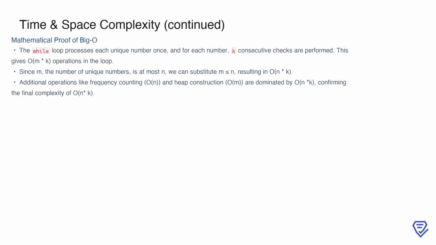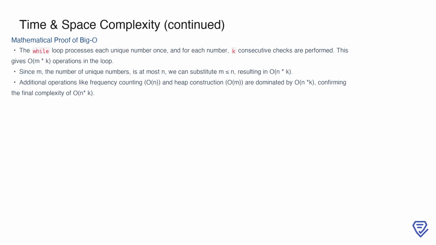To mathematically verify the big O complexity, let's break it down further. The while loop processes each unique number once, and for each number, it performs k consecutive checks. This results in O(m * k) operations in the loop. Since m, the number of unique numbers, is at most n, we can substitute m with n to simplify the term to O(n * k).